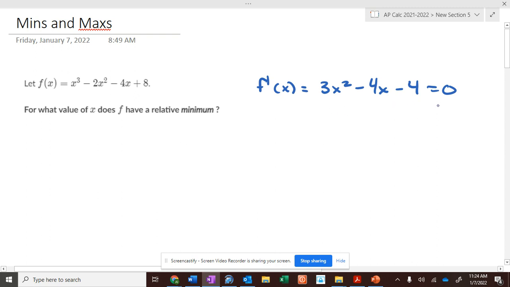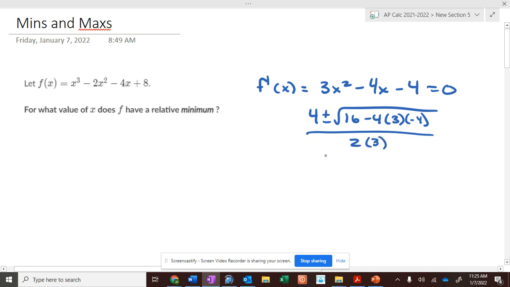All right. So then, if we factor this, some of you don't want to factor that, do you? You'd rather do the quadratic formula. Negative b plus or minus the square root of b squared minus 4ac all over 2a. All right. 16 plus 48 is 64, right? Which is 4 plus or minus 8 over 6. 4 plus 8 is 12 over 6 is 2.